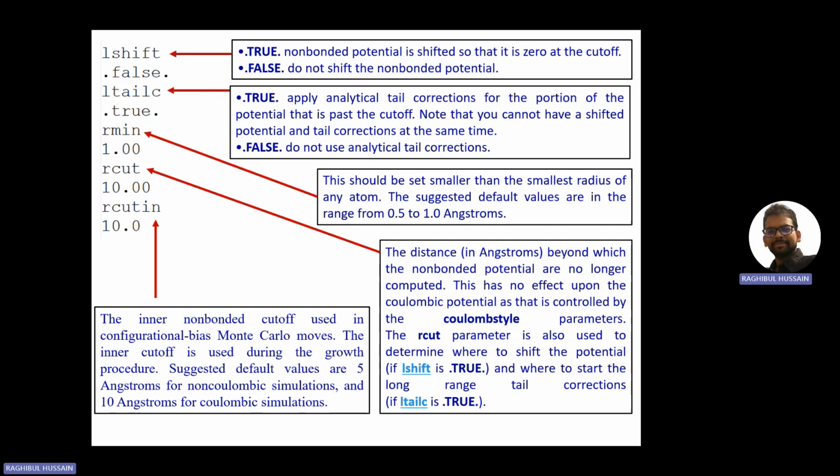The second option is L tail C. This is tail correction. Apply the tail correction for the portion of the potential that is past the cutoff. So we have two options. Either you change your potential function in such a fashion that the potential is zero at the cutoff, or you do the calculation till cutoff, and after that you apply the tail corrections to calculate those interactions which are beyond the cutoff.